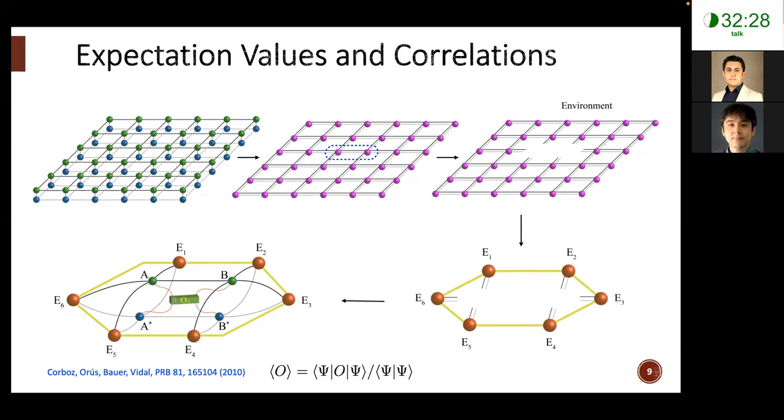However, as you already saw in these slides, these algorithms mostly work on simple lattice structures like the square lattice that I have been showing here.